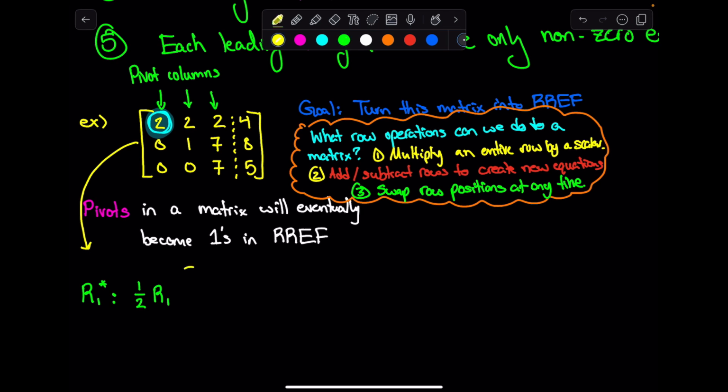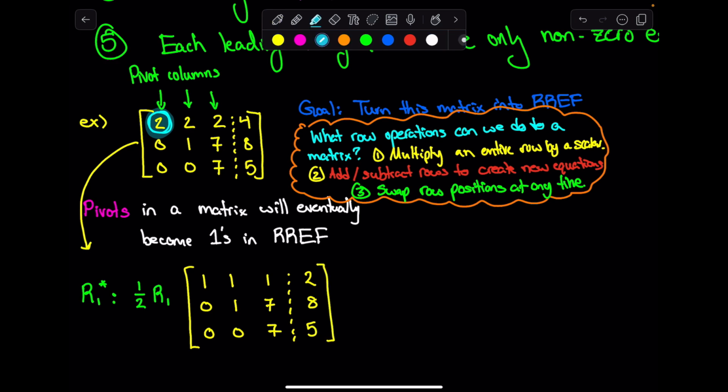And that is going to give me a new matrix where I have 1, 1, 1, and then at 2, then I have 0, 1, 7, 8, and then 0, 0, 7, 5, like so. And the nice thing at this point is I have a 1 here, and I have zeros above and below it, right? And so we are kind of, check mark, we're on our way.